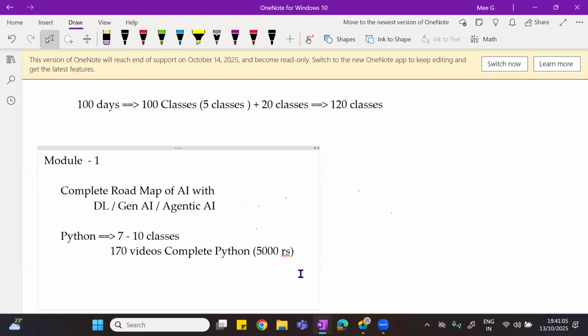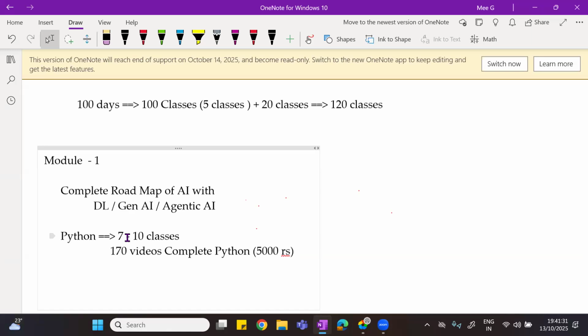So 170 videos, complete Python. It will be free of cost. Again, why I'm taking these 7 to 10 classes is just to make you comfortable that whatever I taught is enough for us to move forward. After this, our actual journey of AI will start, and you can learn Python at your own comfort level over here.